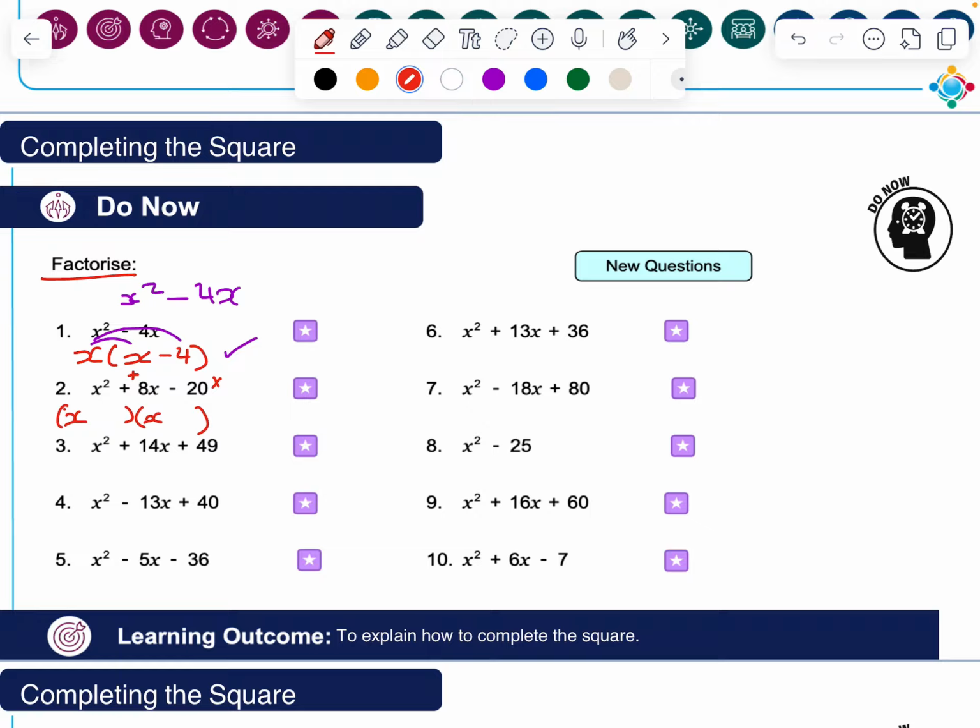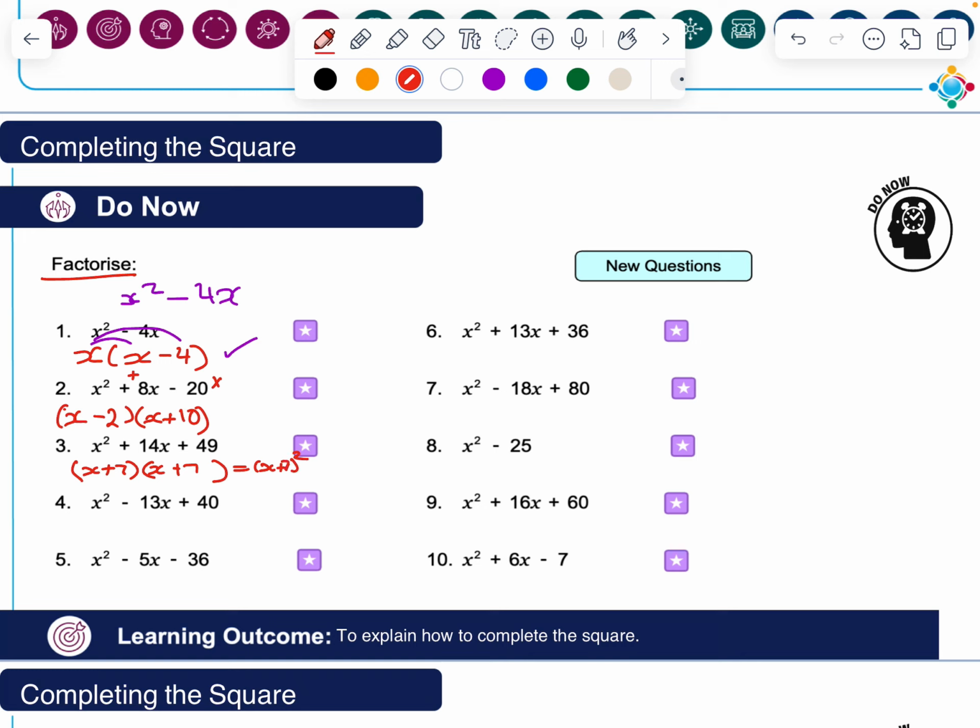But two numbers, because it's a negative at the end, that means one of them has to be a negative and one has to be a positive. So in this question, I'm going to have positive 10 and negative 2, because 10 minus 2 is going to give me 8. Right, the next one, two numbers that multiply to give me positive 49, but when I add them I get 14. Well, that's just 7 and 7. So you can write that as one bracket and write squared.